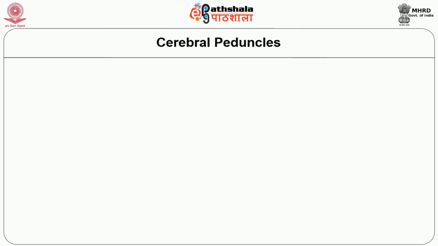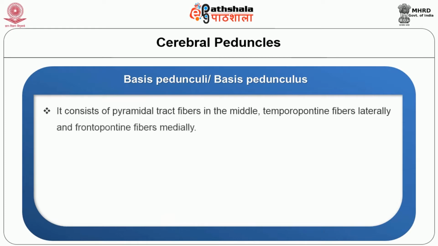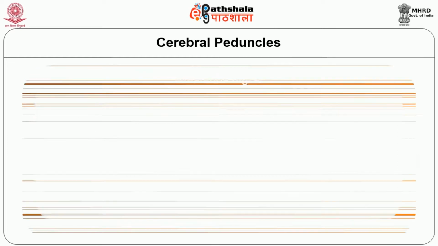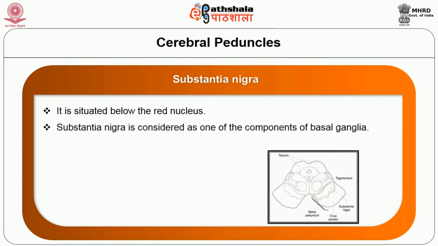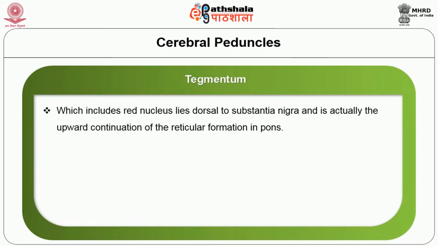Cerebral peduncles include the basis pedunculi, which consists of pyramidal tract fibers in the middle, temporopontine fibers laterally and frontopontine fibers medially. The substantia nigra is situated below the red nucleus. It is considered as one of the components of the basal ganglia. Then the tegmentum, which includes the red nucleus, lies dorsal to the substantia nigra and is actually the upward continuation of the reticular formation in the pons.